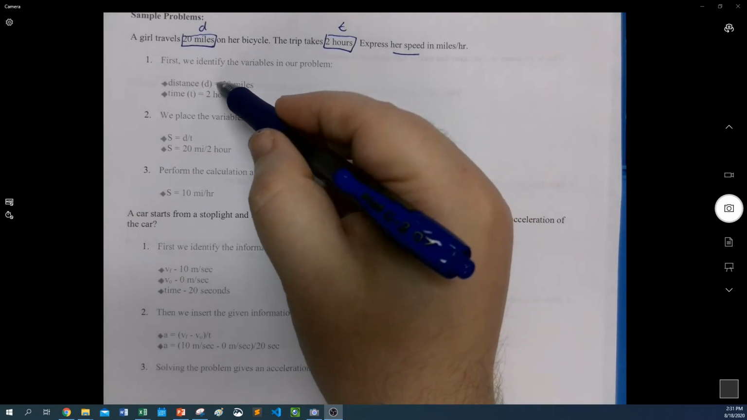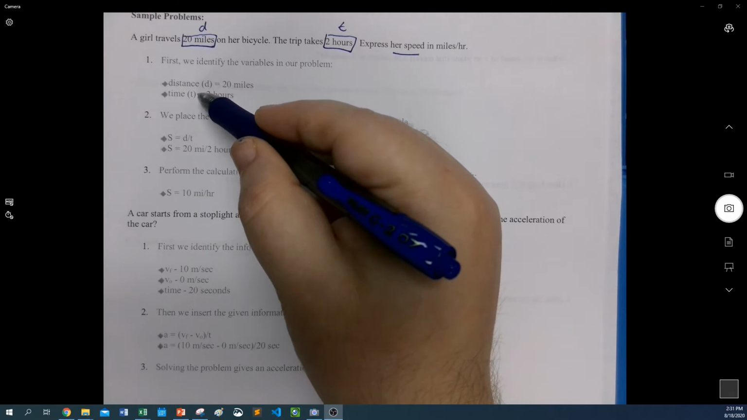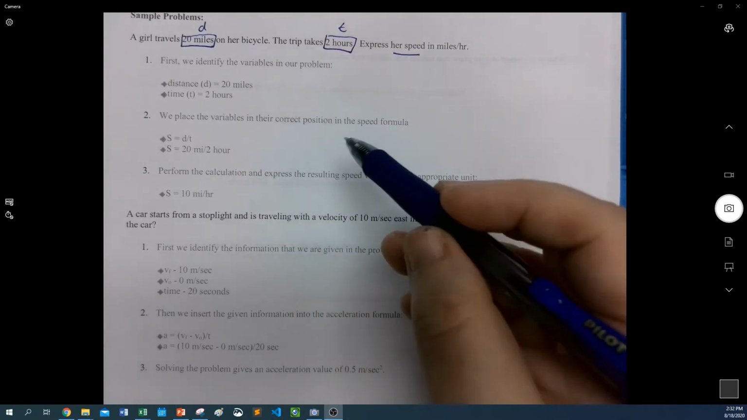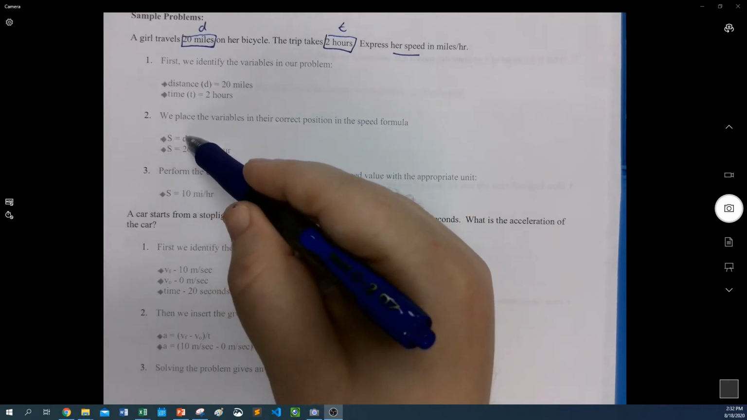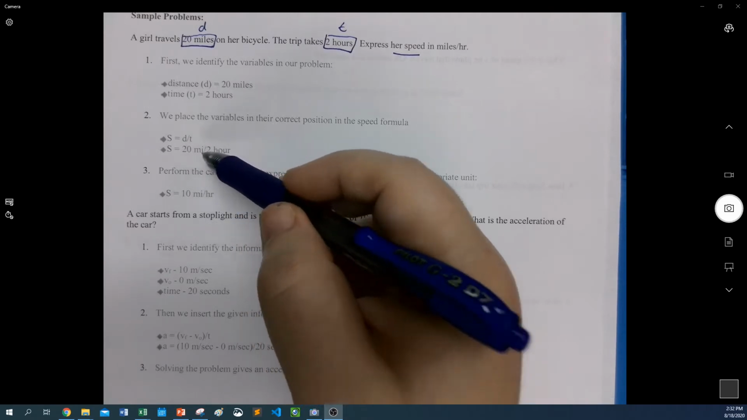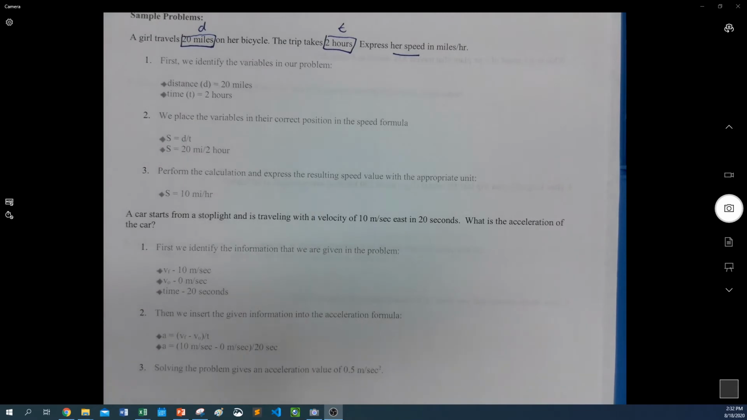So write down the variables. D is 20 miles. Time is 2 hours. We identify our equations. So speed is equal to distance divided by time. Plug in our numbers. And then calculate. Plug into the calculator. So our speed is 20 miles an hour.